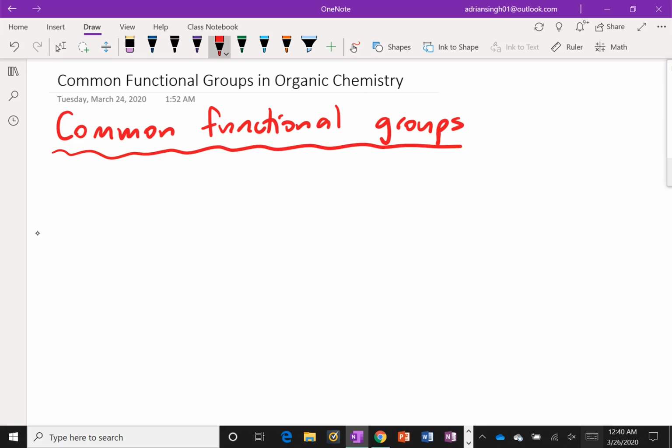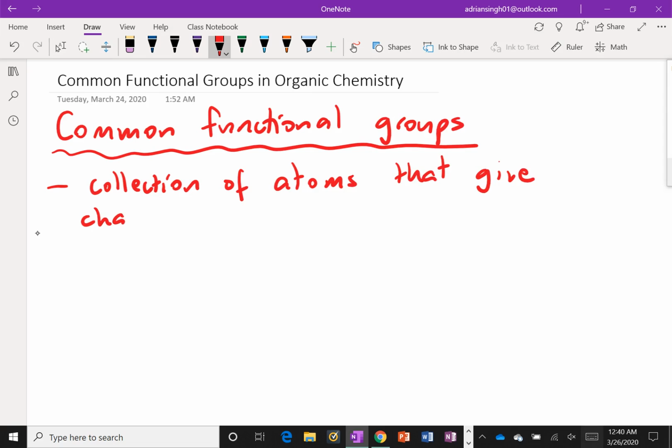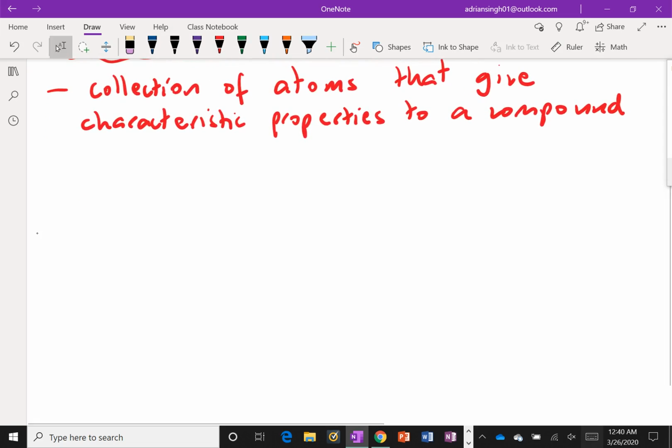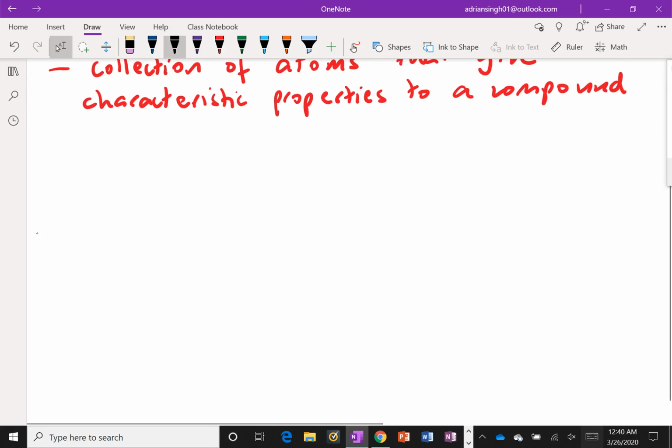Right, and the first thing we need to say is, what is a functional group? Well, a functional group is a collection of atoms that give certain or characteristic properties to a compound. All right, and we're just going to walk you through a couple things here in terms of these functional groups. A couple of these we've seen before already.